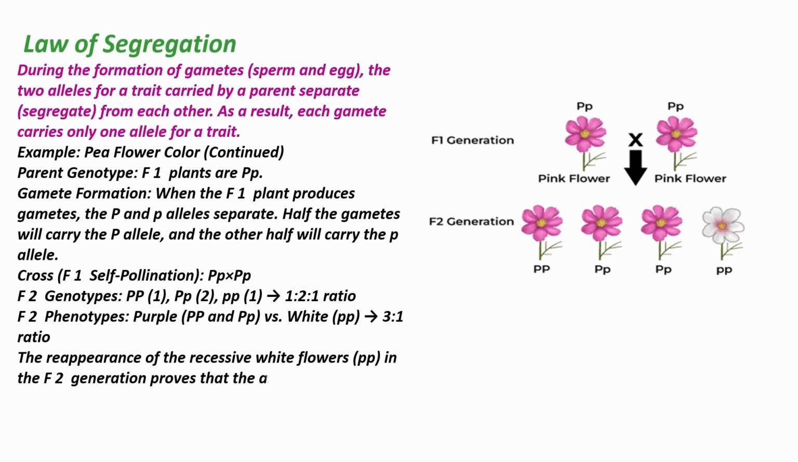If we self pollinate these first filial generation plants, in F2 generation we will get plants having genotypes capital P capital P, capital P small p, and small p small p in the ratio of 1 is to 2 is to 1. We get phenotypes having colors purple and white in the ratio of 3 is to 1. The reappearance of the recessive white flowers in the F2 generation proves that the alleles separated in the F1 generation.